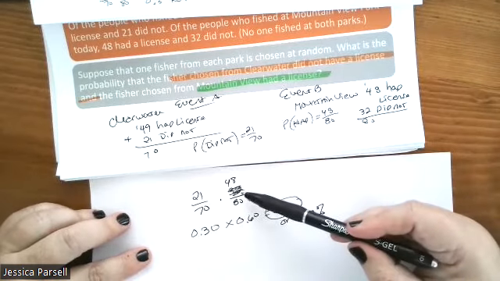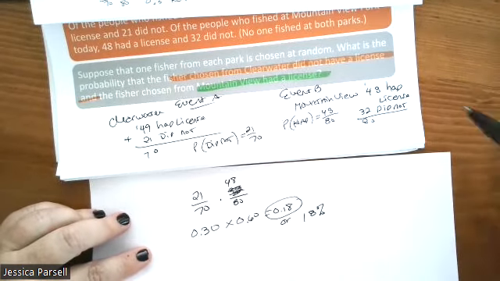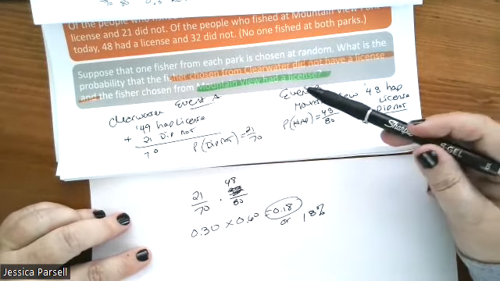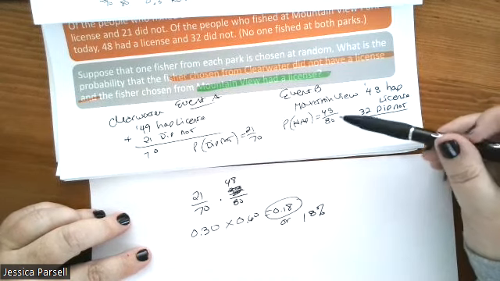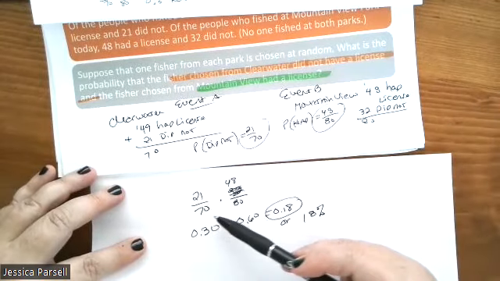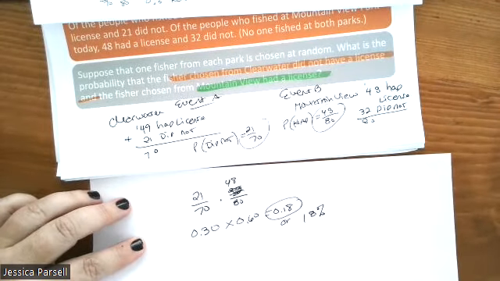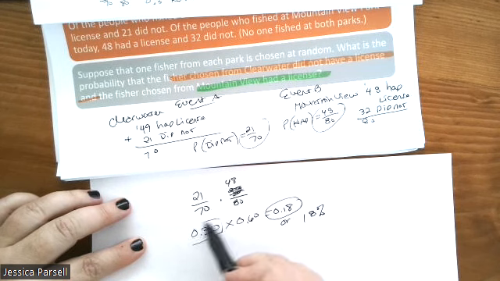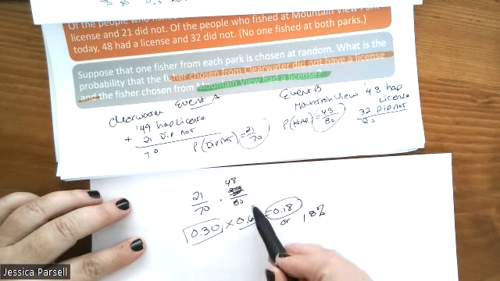Okay, so I had a little error here. They're asking for the fishermen chosen from Mountain View whether they had a license. So that's 48 out of 80. So it's this one here times this one here. So 21 over 70 times 48 over 80. 21 over 70 is 0.30 and 48 over 80 is 0.60.